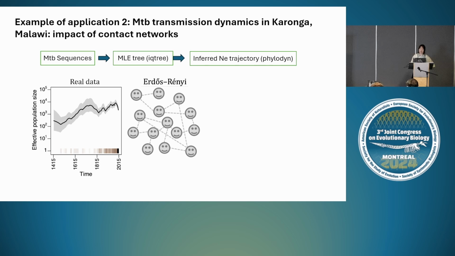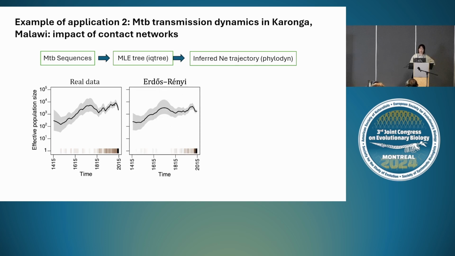And then we use the Erdős-Rényi graph, which is a graph where every host has the same expected number of connections. So the contact degree distribution will be kind of normally distributed. And using this contact network, we simulate some MTB outbreak, and we sample sequences from them and go through the same process, and we draw this plot.